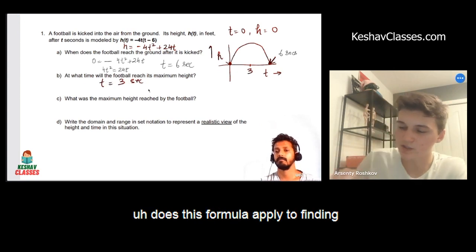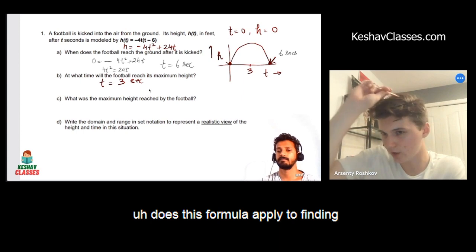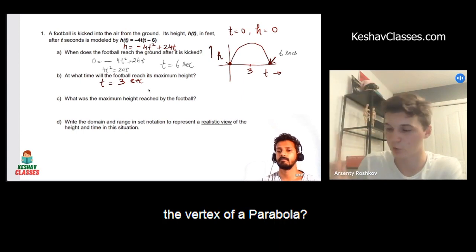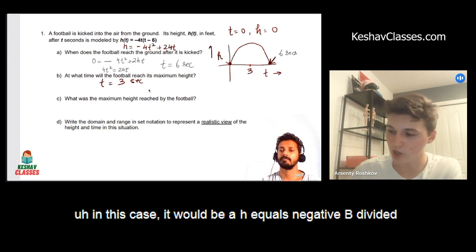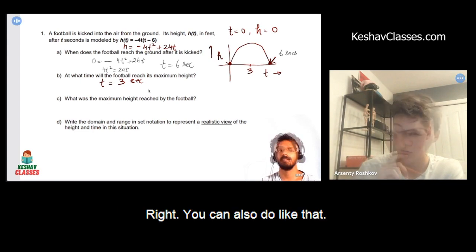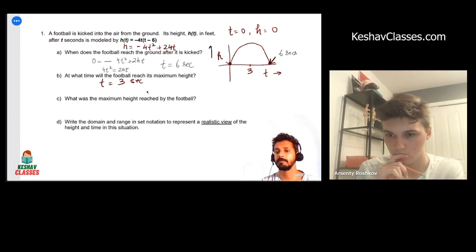Does this formula also apply to finding the vertex of a parabola? In this case it'd be h equals negative b divided by 2a, right? Right. You can also do it like that.